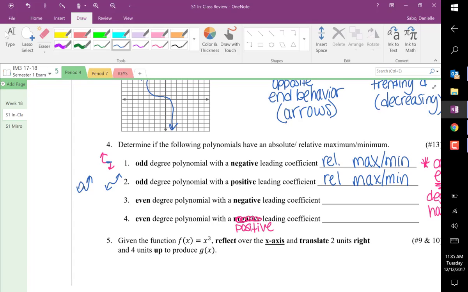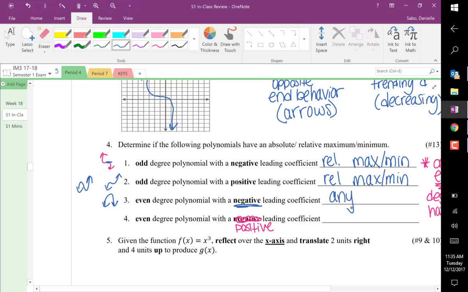Sorry. Even functions have the same end behavior, and it says negative leading coefficient. Does that mean they're going to be both up or both down? Negative means down, so it's going to look something like this. Can even functions have absolute? Yes, so we can have either of them. So I'm just going to put any, because it can have all of them.